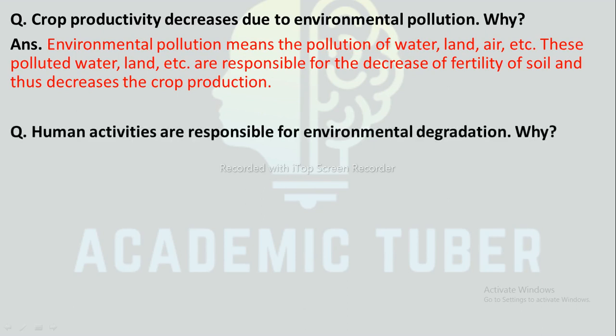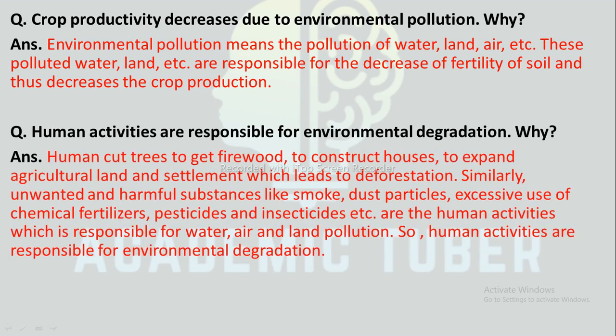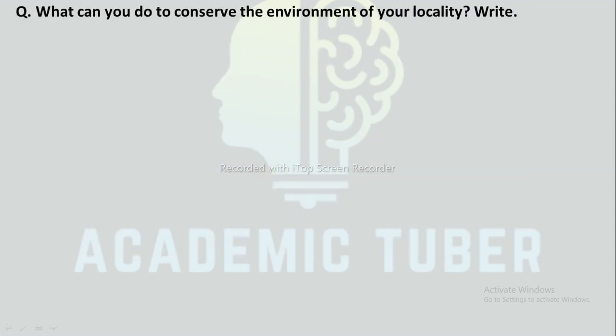Next question. Human activities are responsible for environmental degradation. Why? Humans cut trees to get firewood, to construct houses, to expand agricultural land and settlement, which leads to deforestation. Similarly, unwanted and harmful substances like smoke, dust particles, excessive use of chemical fertilizers, pesticides and insecticides, etc. are the human activities which are responsible for water, air and land pollution. So, human activities are responsible for environmental degradation.